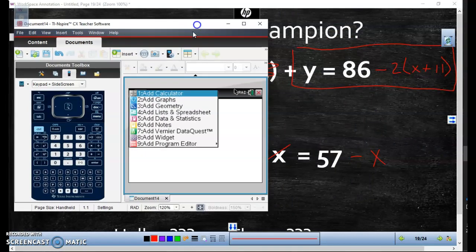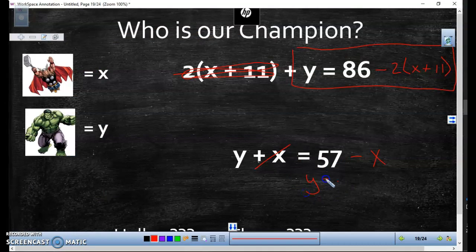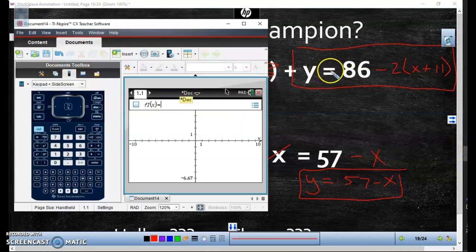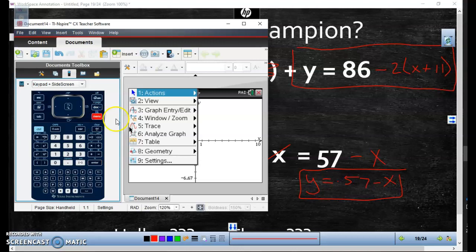Okay, so we go ahead and look over here. Go to our graph app again, now that we have both equations as y equals. Let's write this one where I can see it: y equals 57 minus x. In the graph app, we plug it in. Y equals 86 minus 2 times x plus 11. That was our first equation. Enter to graph it. Tab for the second equation. This one's y equals 57 minus x. Enter to graph it, and zoom out until we can see both of them.